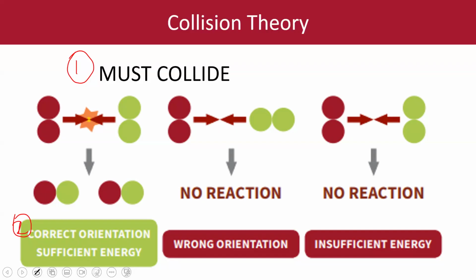So collision theory is all based on particles. Particles must collide. They must be in the correct orientation and they must have sufficient energy. Those 3 things must happen for a reaction. Honestly, write them down. I would generally write them down, because they are important.